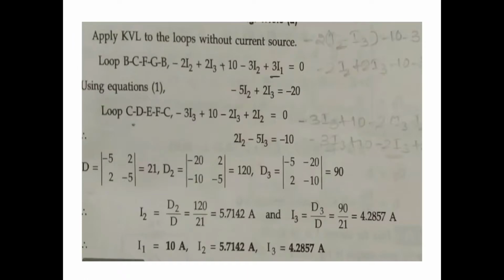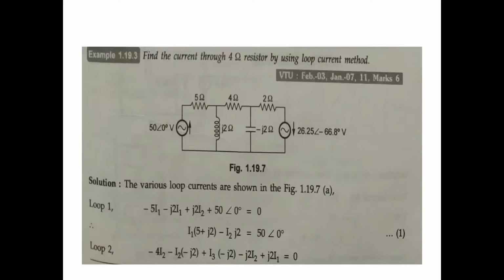Here for the determinants, first write down equations 1 and 2, only the coefficients: minus 5, 2, 2, minus 5, that is 21, the answer. D2, why D2? You calculate the I2 current, I2 and I3. I2 equal to D2 by D, I3 is D3 by D. What is D2? Determinant 120 by 21. 120 by 21 is 5.7142. I3 is D3 by D, 90 by 21 is 4.2857. This is the answer. I1 is directly given 10 amps, I2 is 5.71, I3 is 4.2857.